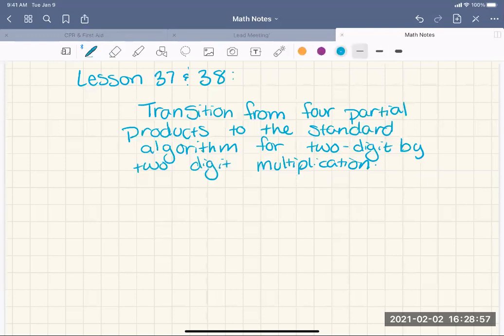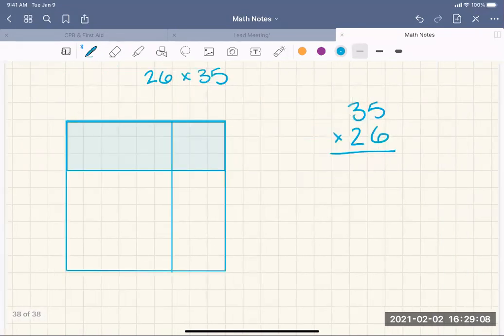So our goal for this lesson is to transition from 4 partial products to the standard algorithm for 2-digit by 2-digit multiplication. So we're going to start out with doing our 4 partial products just like we did with yesterday's lesson 36. And we're going to break apart our 2 numbers. We're decomposing them into 35 will be 30 plus 5 and 26 will be 20 plus 6. So we're going to have 35 and then 26.